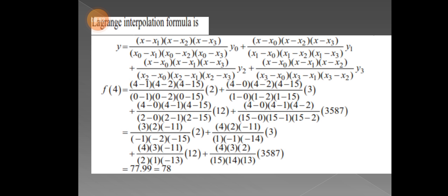See, clearly the topic has been given: it is interpolation and approximation. Interpolation means finding a value within a range. Approximation means if we are getting that value as a decimal value, you have to make it an approximated value. That is the thing that has been given. It is 77.99, which means obviously it is 78.